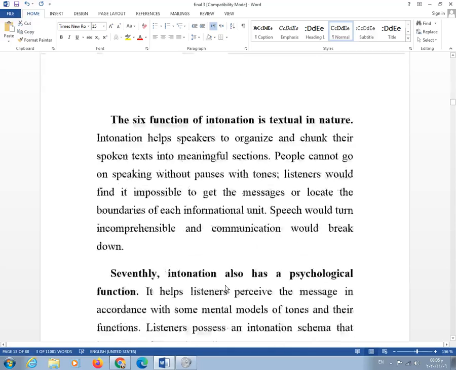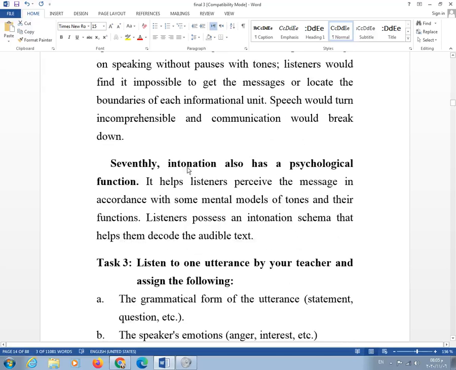Okay. Finally, we have intonation function number seven, which is a psychological function. It helps the listener perceive the message in accordance with some mental models of tones and functions. Whatever we hear, we understand in accordance with what is stored in our mind, and these are called mental models. So we compare what we hear with what is stored in our mind, and due to this matching, we can understand.